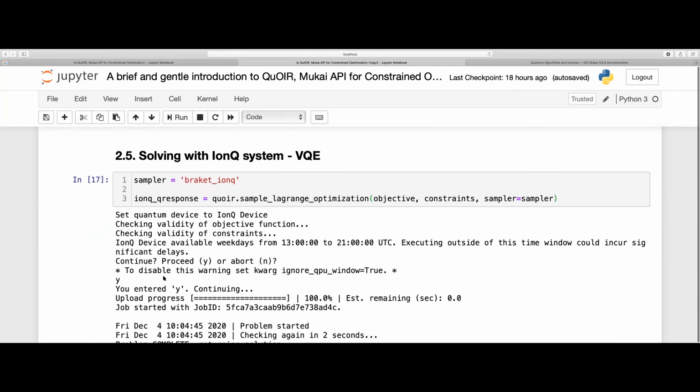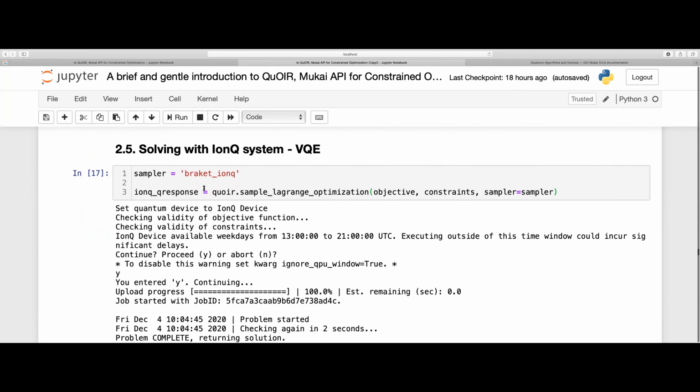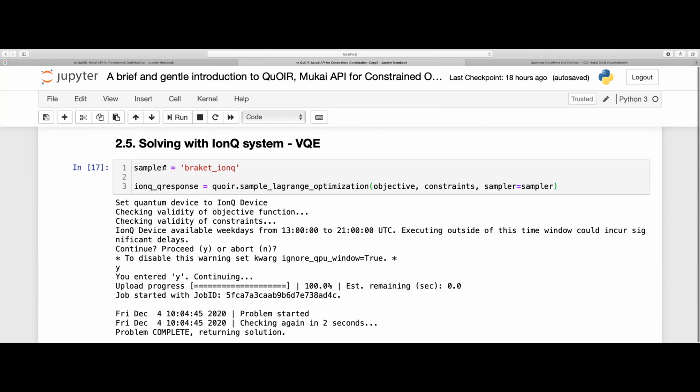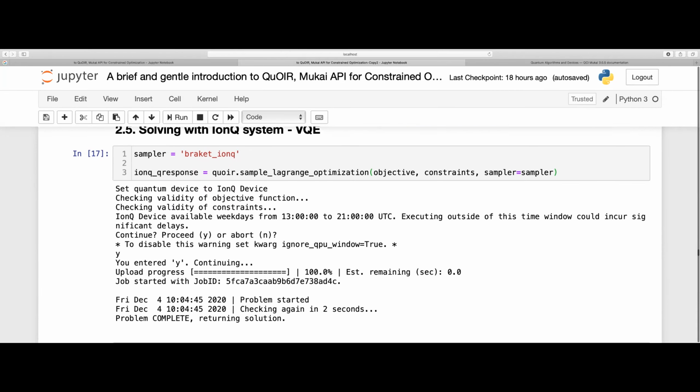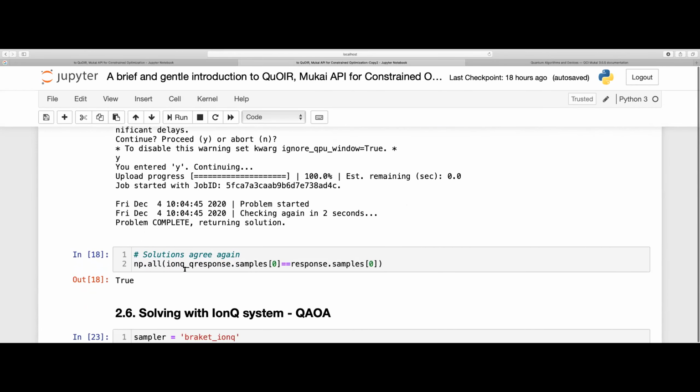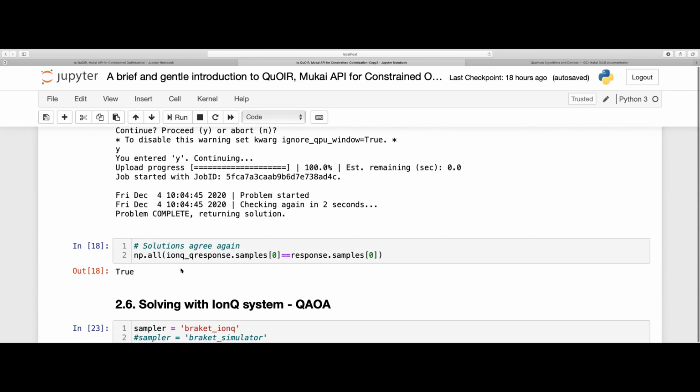So everything I said about Rigetti holds true for IonQ. In particular, setting the sampler to Braket IonQ will solve the problem using VQE on Braket's IonQ device. I compare again, I get the same answer.